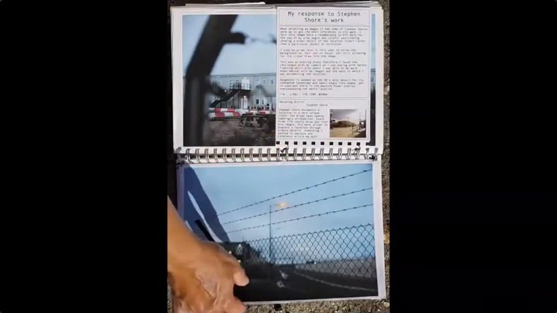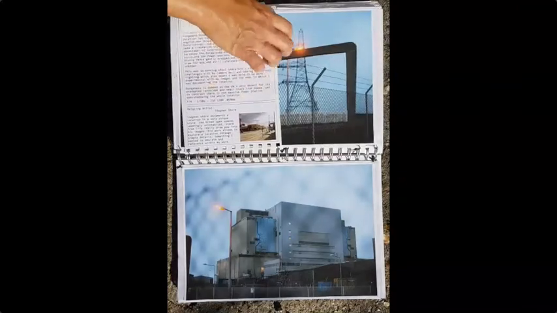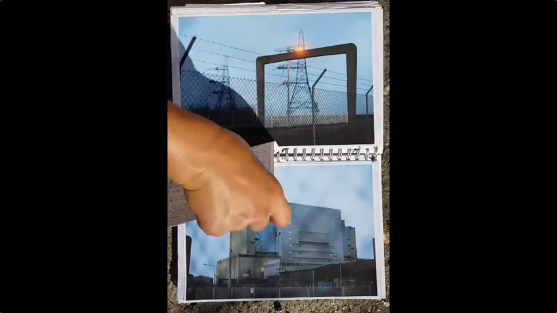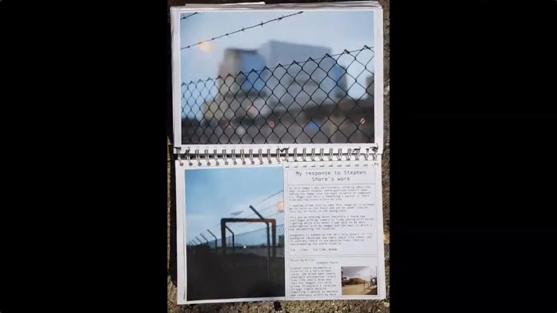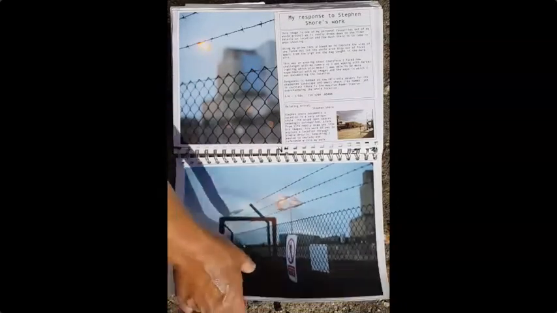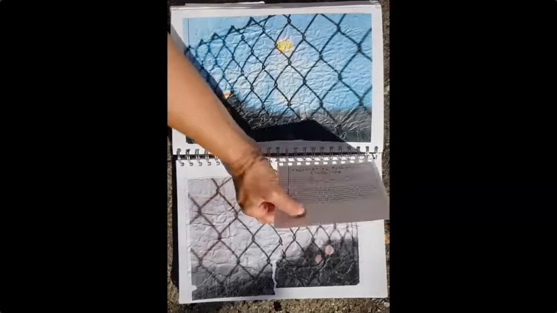So he's taken lots and lots of images and revisited the same location but at different times of the day as well. That can make a significant difference to the mood and the feeling of the picture. Lovely little details here as well, returning back to this crumpling technique that he's used here.